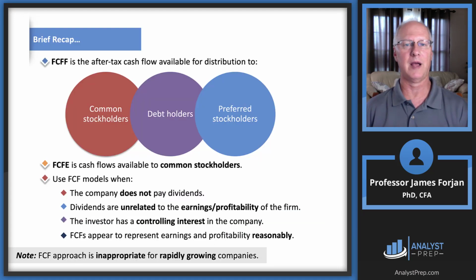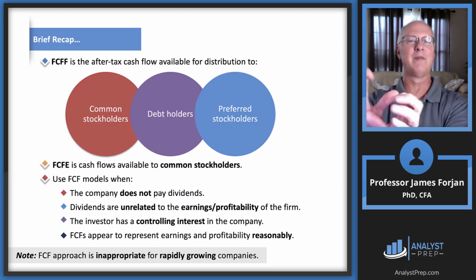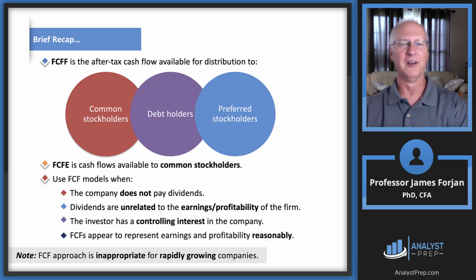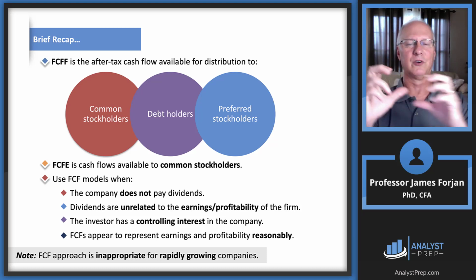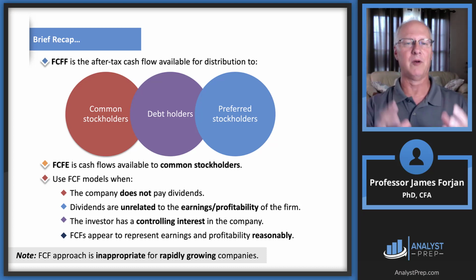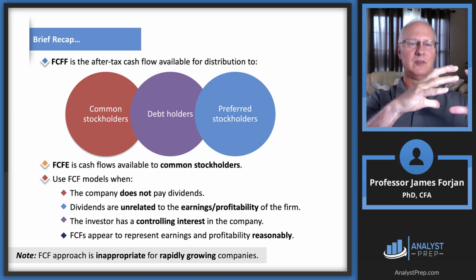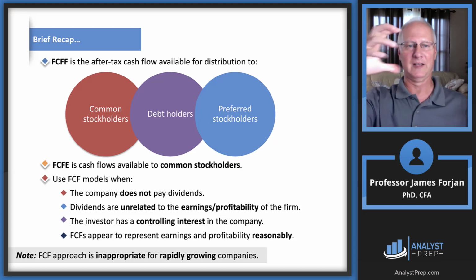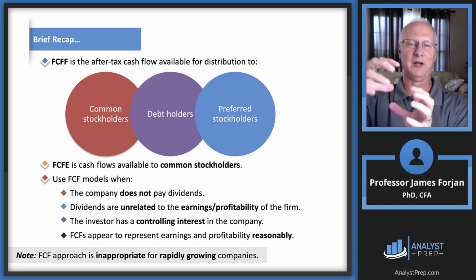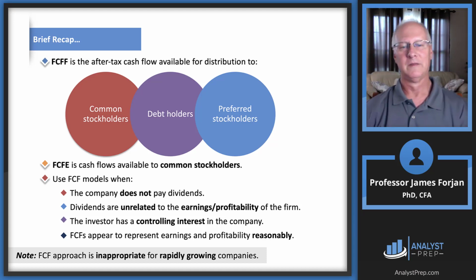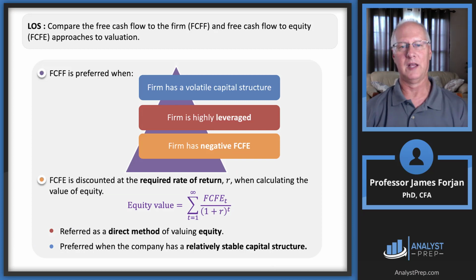Here, let me quickly go back here again. So forget about the blue circle here. Think about the common stockholder circle and the bondholder circle. So think about what a volatile capital structure means. It means that the common equity is going like this and going like this, and bondholder is going like this and going like that. So if you have volatile capital structure, you need to use free cash flow to the firm.